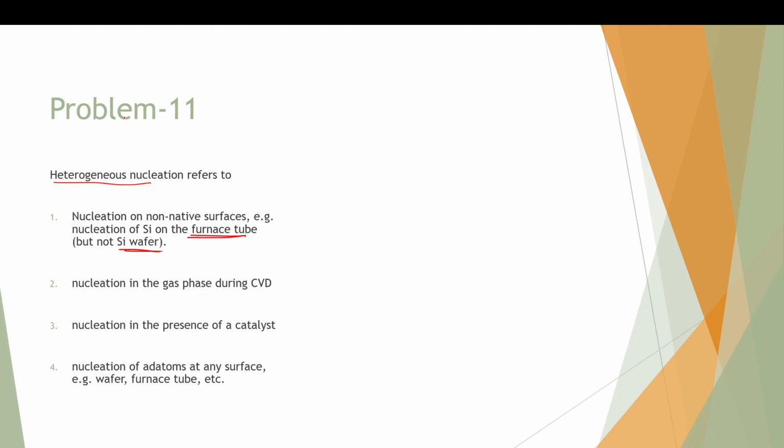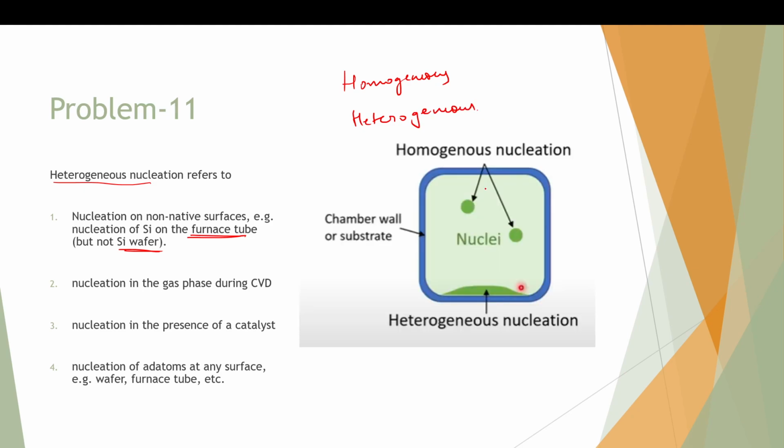So, there are two types of nucleation. One is homogeneous, the other one is heterogeneous. So homogeneous is when it forms nuclei in the gas phase, and then these nuclei will adsorb to the wafer substrate. And heterogeneous means it will form nuclei on some surface.